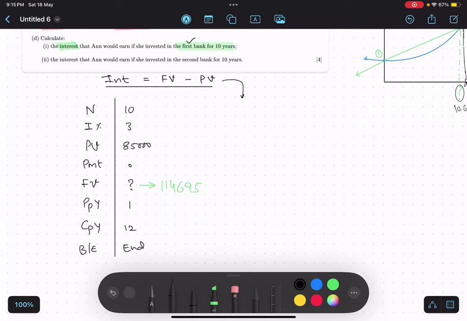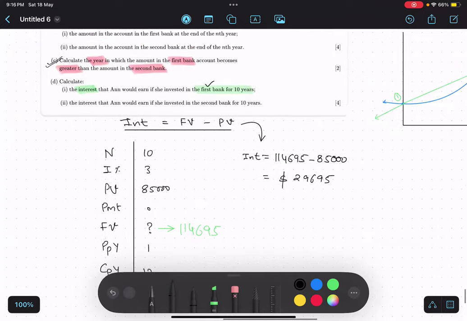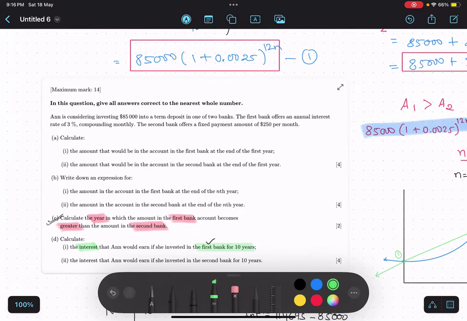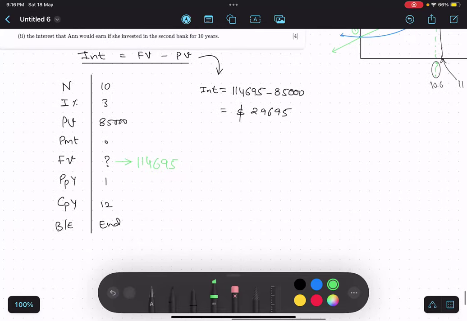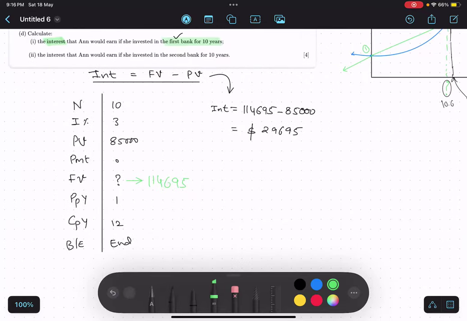Now I will solve this thing. So interest is future value, 114,695, minus 85,000. That much amount I have invested. So once I subtract this, I will get the dollar value as 29,695. Now why am I rounding off every time? Because the question in the beginning itself is saying all answers correct to nearest whole number. That's why I'm rounding off every time.